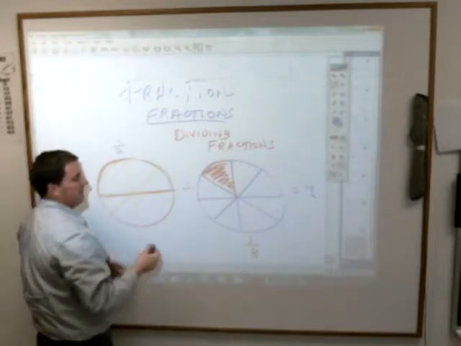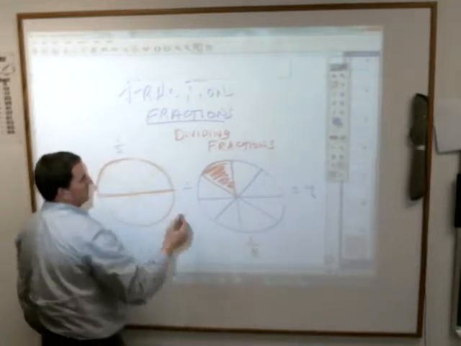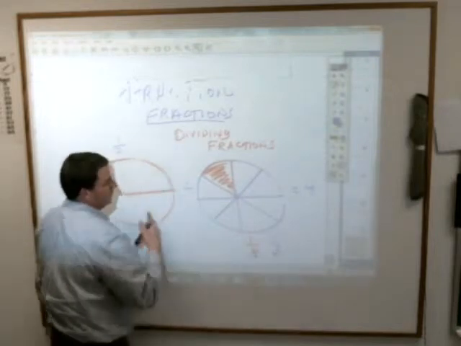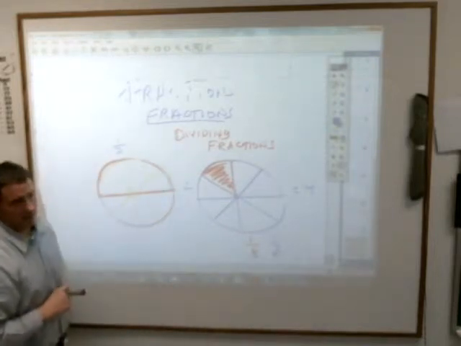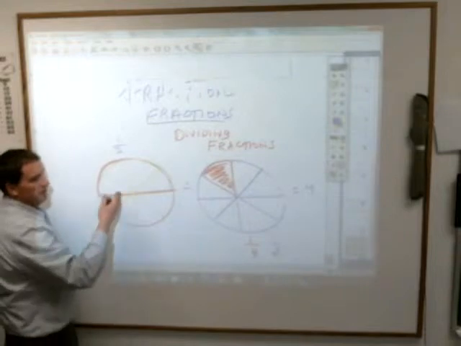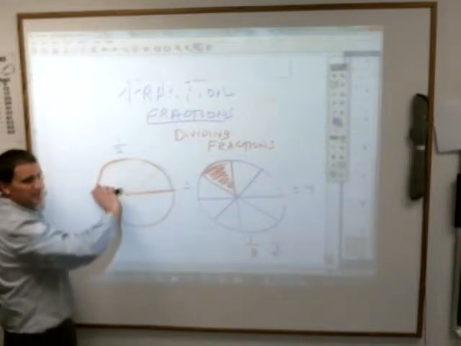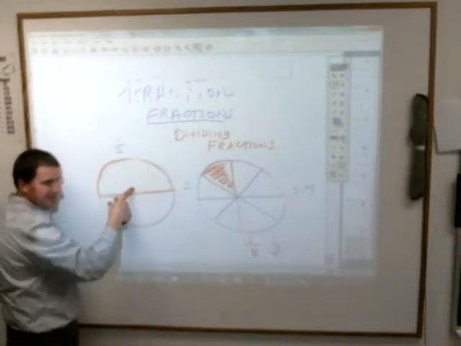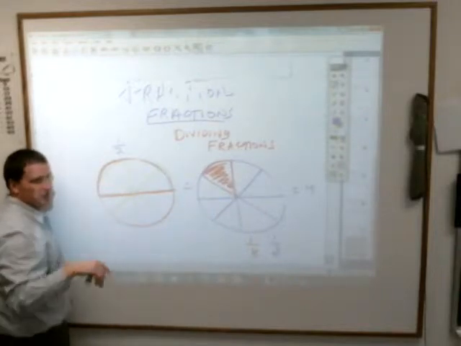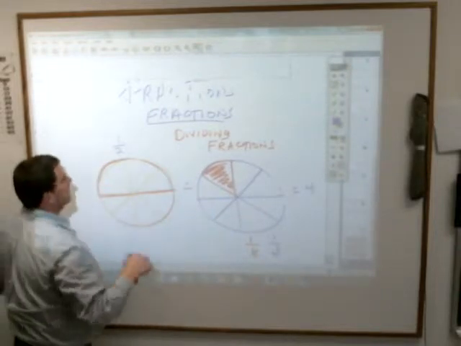It wouldn't work out if I asked you how many 1/3s were in 1/2. That'd be a little tougher because if you think about cutting a circle into thirds, it doesn't work out. It's nice because 1/8s you can piece together to get a half, but 1/3s you can't do that. Now we'll talk about how to do that later. So this only works for a couple things.